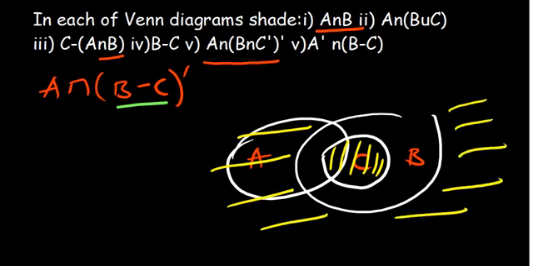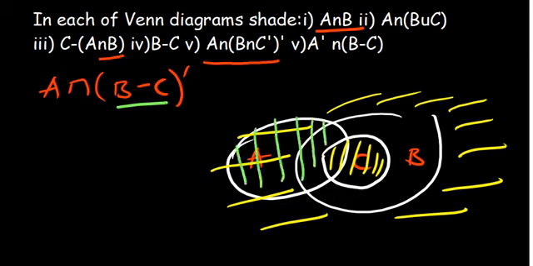B minus C was just the region inside there. Now this region was B minus C, so its complement would require you to shade the region outside it. That's what we are adding. So now, what are we going to do? We need to find its intersection with A. If you try to shade your A, your A is basically this region.